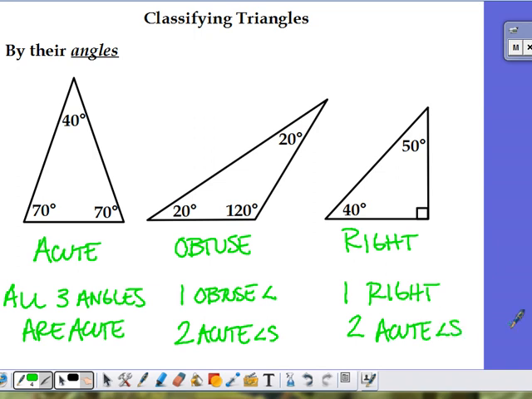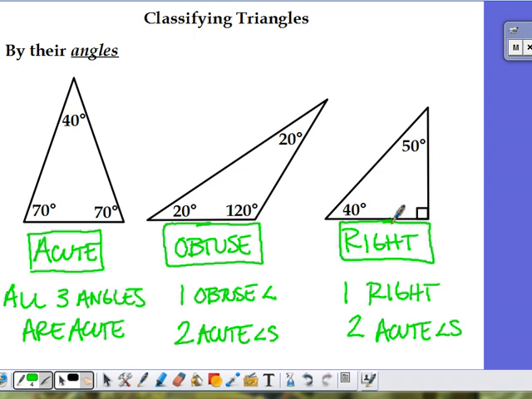So every single triangle ever, no matter if everybody in here or if everybody in the whole school drew a triangle, everybody's triangles would have two acute angles. It's that third angle that classifies it. So if it's also acute, then it's acute. If it's obtuse, it's obtuse. If it's right, then it's right. So those are the three ways to classify a triangle by its angles: acute, obtuse, and right. Then there's also three ways to classify a triangle by its sides.